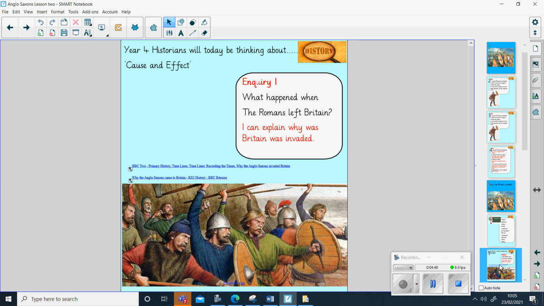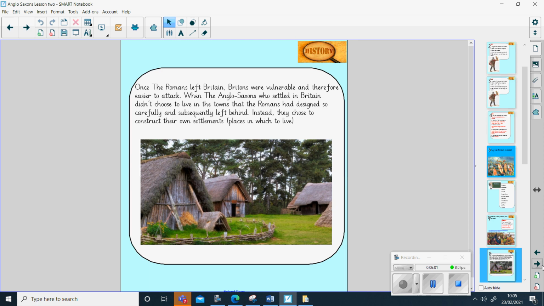The other thing that you might have noticed as well is that, I think it was the first video, was that the Britons were really cowardly and that meant they were easy to attack. So the Anglo-Saxons knew that it would be easy to come and invade Britain.